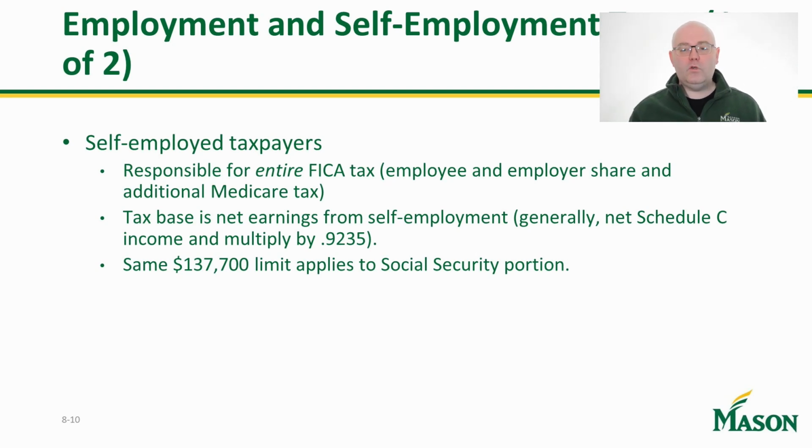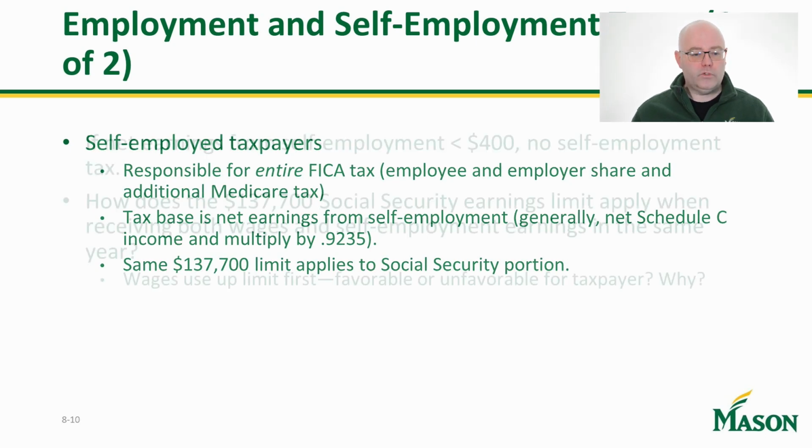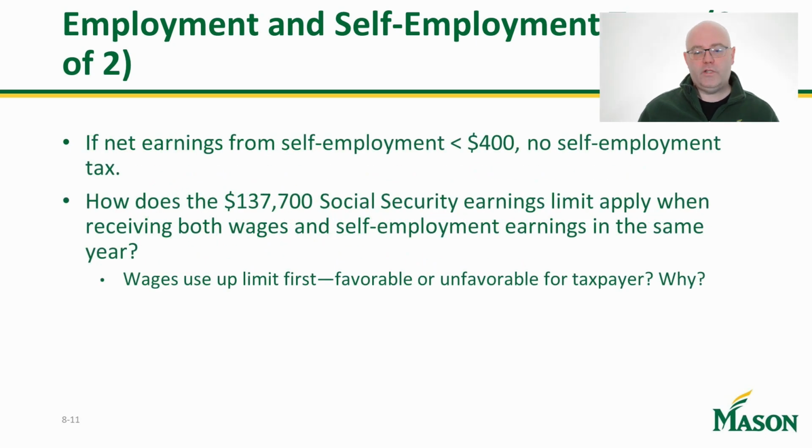Now they will give you a small break on this, where it's net income multiplied by 92.35%. There is the limit on Social Security. I kind of blew over it in the last slide, but if you make more than $137,700, you're not going to get taxed on any additional Social Security income, and that's really important to understand. Okay, if net earnings from self-employment are less than $400, there is no self-employment tax.